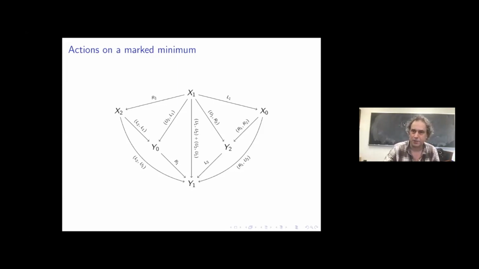I said bimodules. So what I've done here is I've only described what happens on the left, and you can extend these by the rest of the algebra in some way. Like for instance, I've got R2 here.